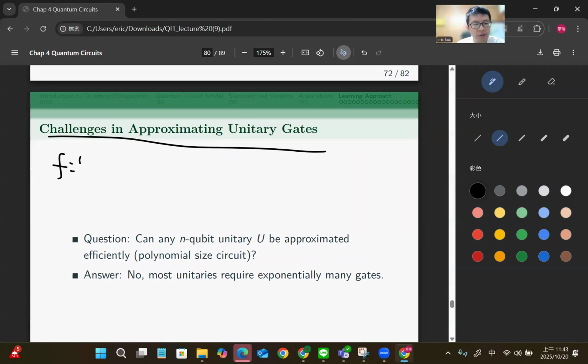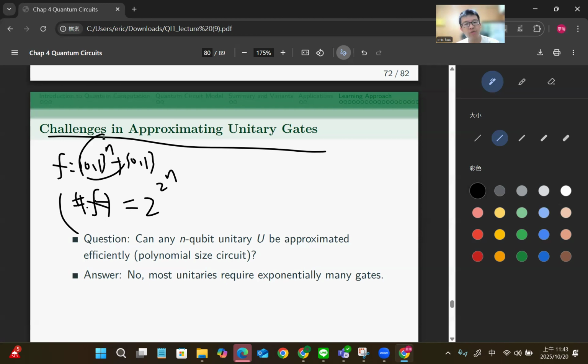In a classical circuit, if you take n-variable Boolean functions, then the number of functions is double exponentially large, say 2 to the 2 to the n, because each n-bit string can map to either 0 or 1. So this is 2 to the 2 to the n. This is very large. This is double exponential, right?